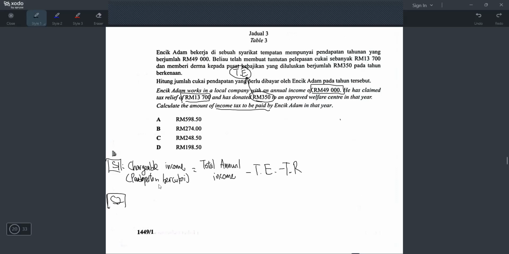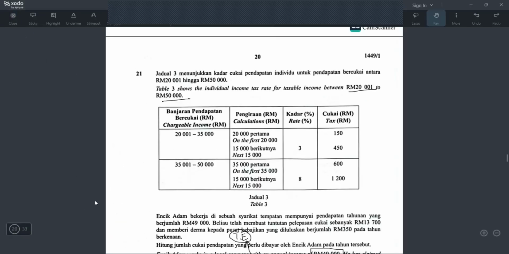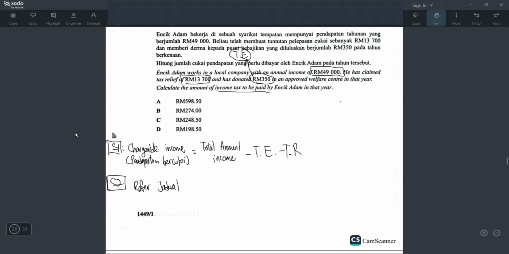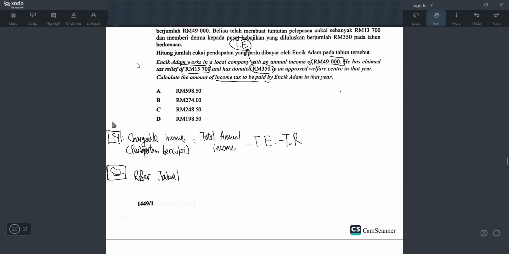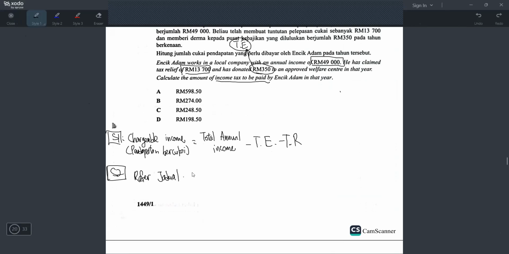Okay, step 2. What is step 2? Step 2 is you will take your chargeable income and you refer the jadual. The jadual means this one lah. The tax rate punya jadual. Okay, the jadual yang dia akan provide. Okay, and after you refer jadual, you will get 2 information from your jadual. First is the base tax. Base tax means the cukai dasar, and then another information you will get is the balance. Okay, balance, we call it cukai baki lah, right?